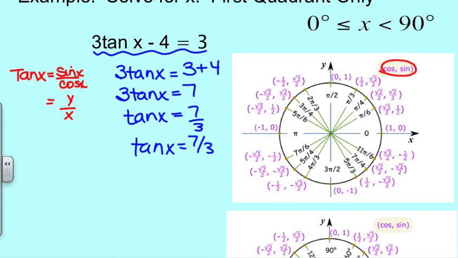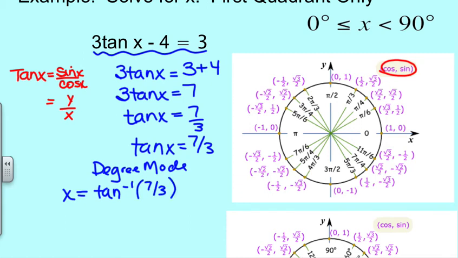Let's have it in degree mode. And we're going to say x equals tangent inverse of 7/3. So again, make sure you have the appropriate mode. And then we'll do it again for radians. And we get x to be approximately 66.8 degrees. So that's in our first quadrant here.